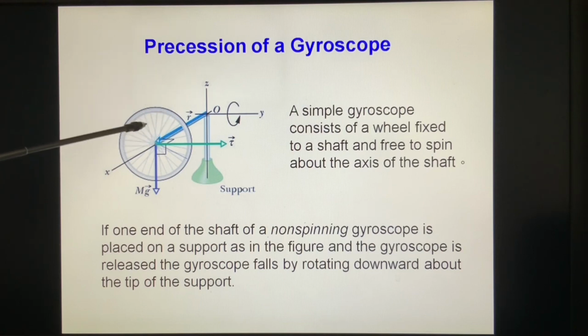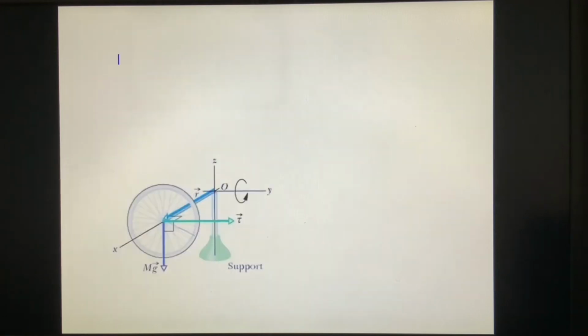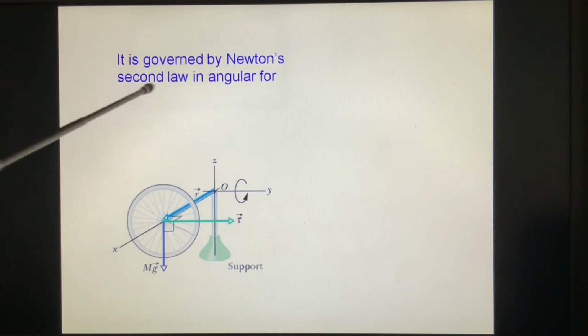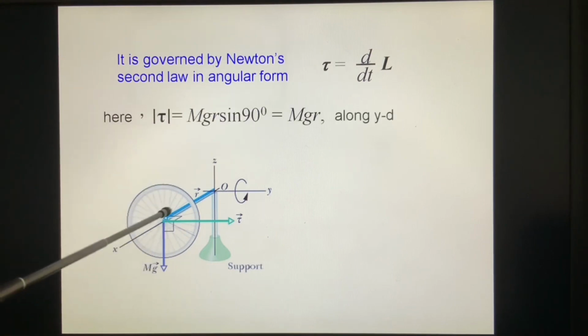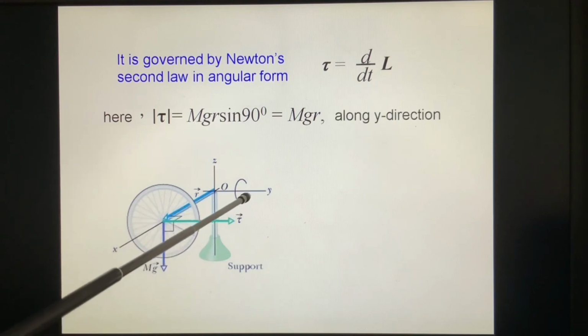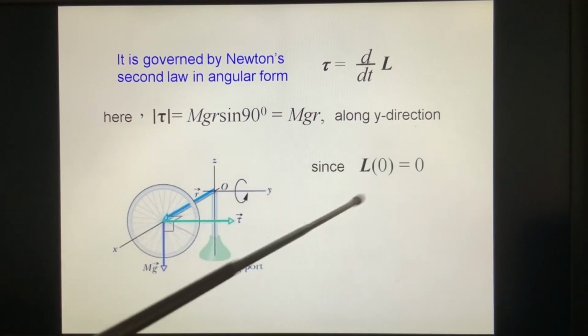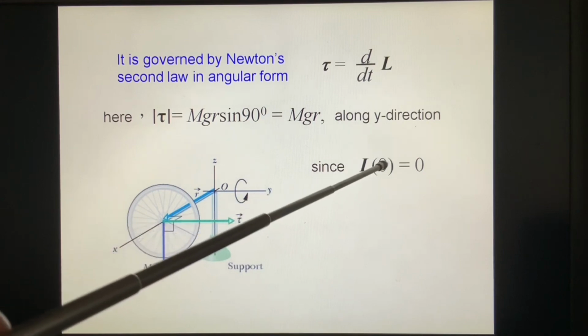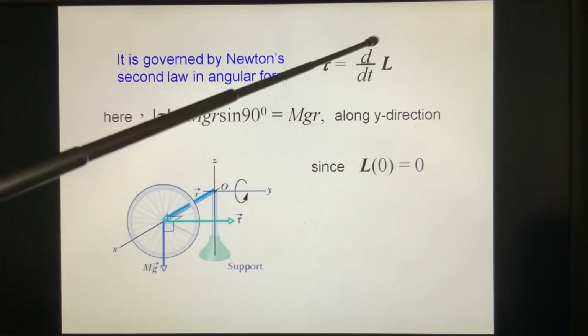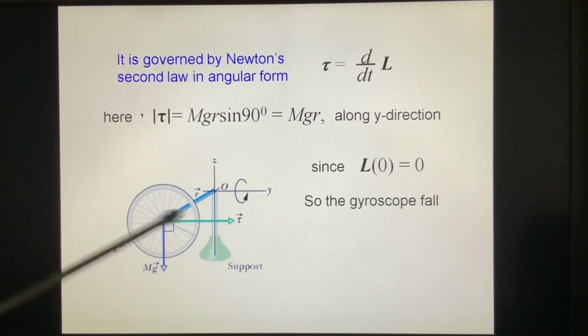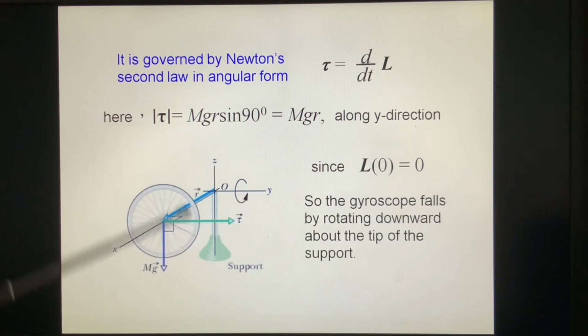Now, let's see. Originally, it does not have any rotation, non-spin. And then you have a torque because the gravitational force around this point is mgr. So when it falls, it falls down. It will rotate around the y direction. It is governed by Newton's second law in the angular form. We will see that. Tau equals mg, this is 90 degree. It's around the y direction. Now, originally it does not move, not a spin. So L at time 0 is 0. And then you have a torque, so dL is L final minus L initial, which should be around the y direction. So it will fall down, rotate.